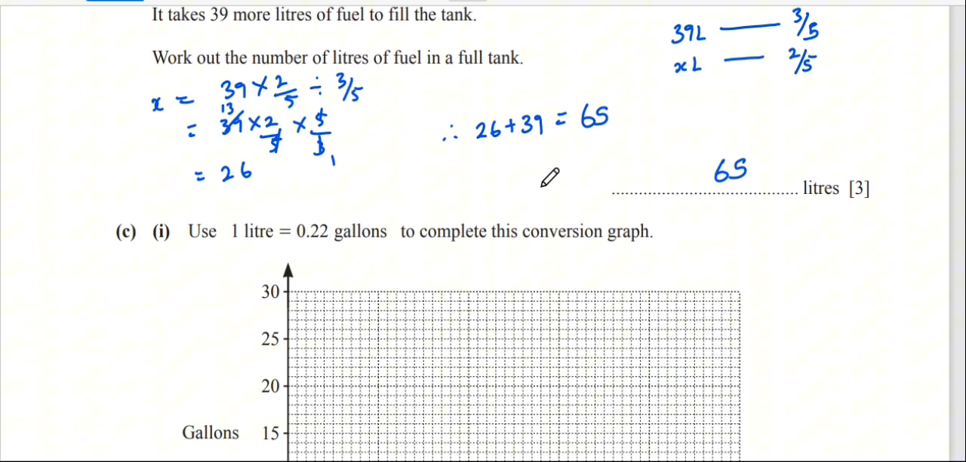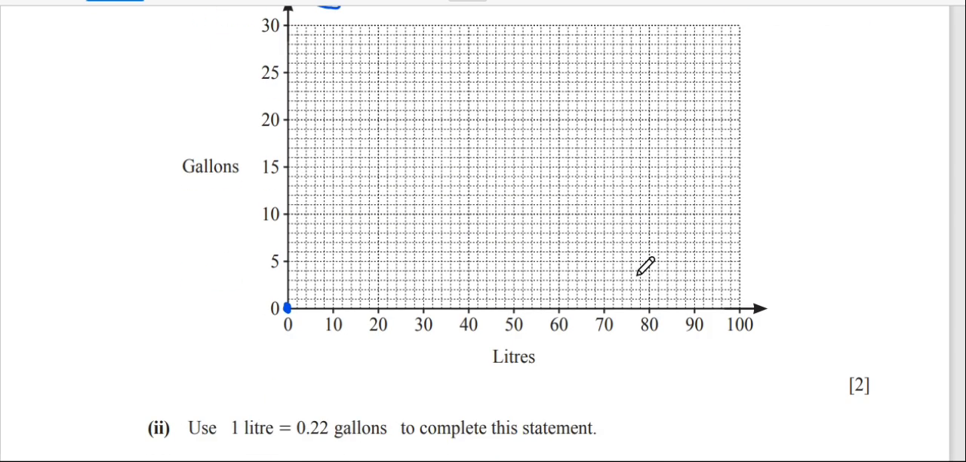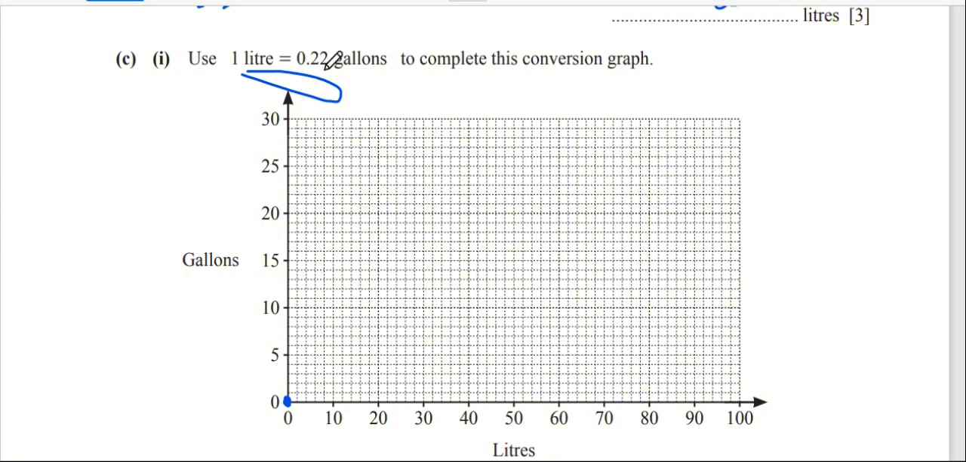All right. So the next one is that we say 1 liter is equal to 0.22 gallons, to complete the conversion graph. Okay, so this is a conversion graph. We have been given something already to use to do that conversion. So, of course, 0 liters is the same thing as 0 gallons. So I'll come to 0 and put a point. Then I need to go to 100, because I have 100 here. So let me raise this up a little. At 100 liters will give me 22 gallons if you make use of this conversion very well. So 100 liters, and here is 20.